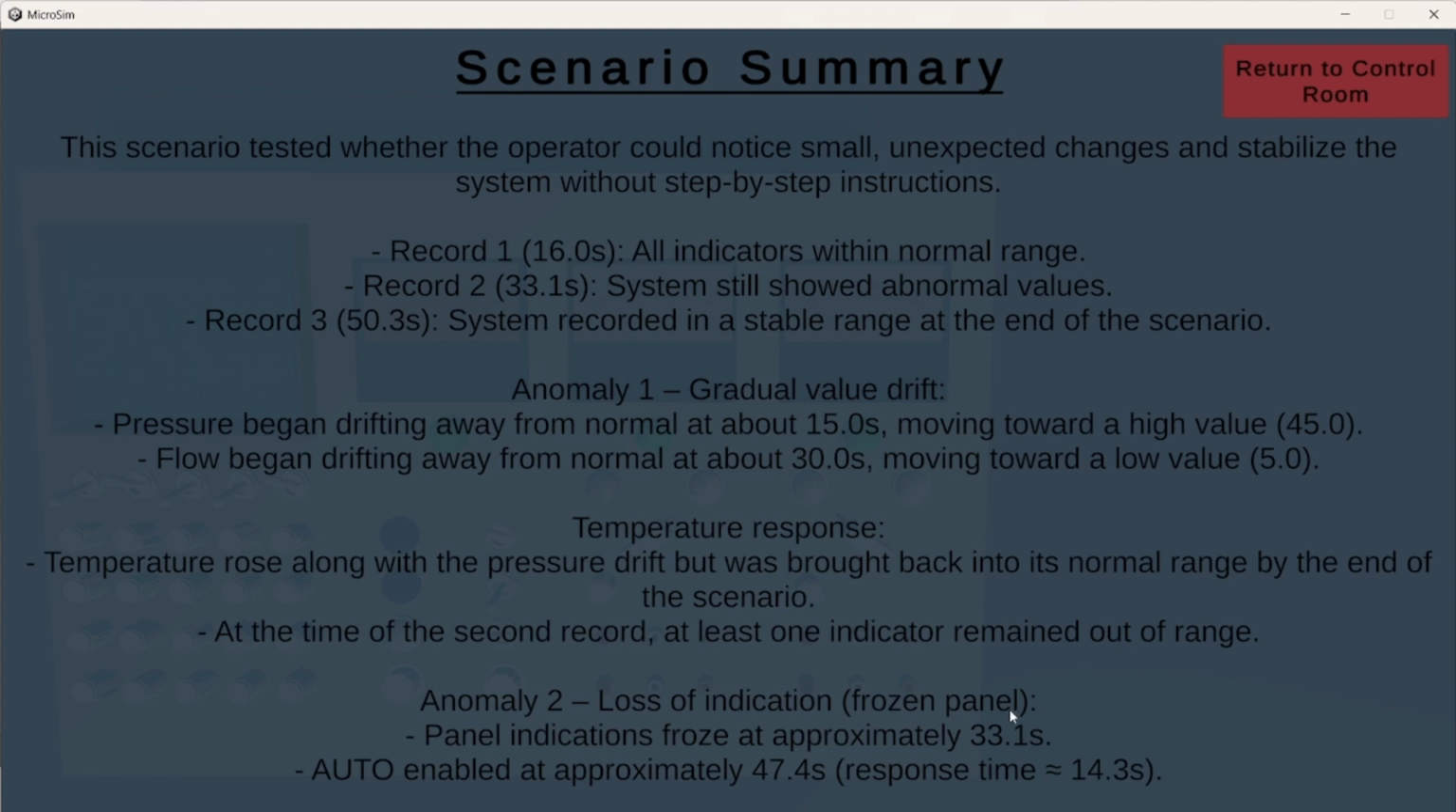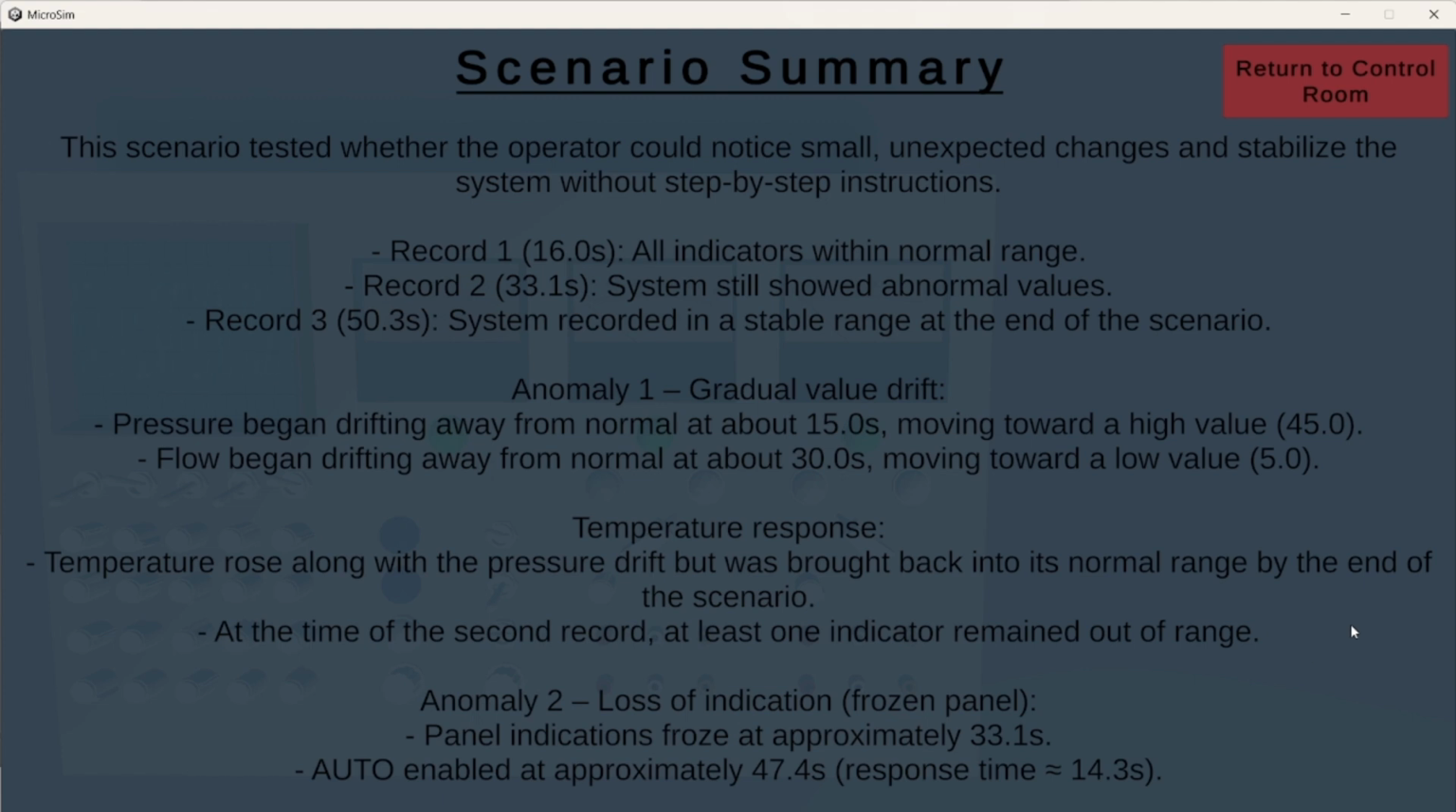As you saw, I was trying to change values and nothing was working. The really key part that made me notice was that little simulation where I could see on the left-hand side. When that was frozen, I knew something was definitely wrong. So our panels froze at this time frame, and then we decided to auto-enable, which sets everything back to normal since it is auto mode, which is usually a normal state, at approximately this time frame, which gives us our response time.